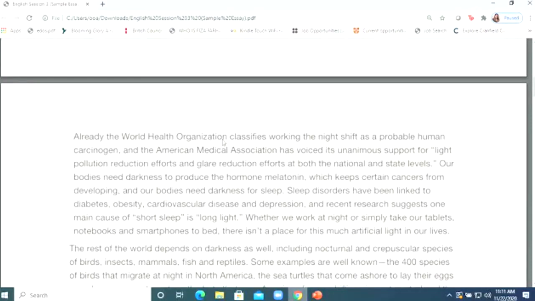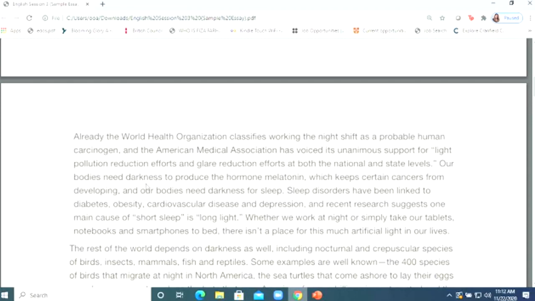Already, the World Health Organization classifies working the night shift as a probable human carcinogen, and the American Medical Association has voiced its unanimous support for light pollution reduction efforts and glare reduction efforts at both the national and state levels. Once again, this is research-based information. The World Health Organization has provided some information, and this you could say is a persuasive element, a way in which the author is trying to involve the reader into believing his claim.